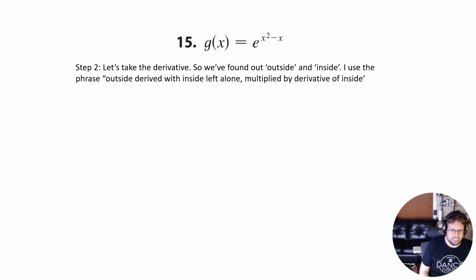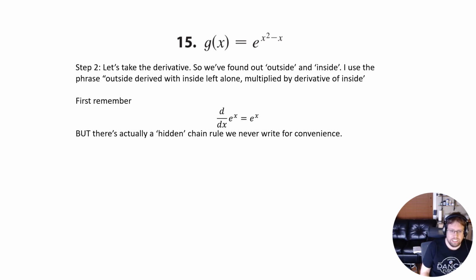So to start with, I like to always use the rule: the outside derived with the inside left alone, multiplied by the derivative of the inside. That's basically what the chain rule is. So first thing to remember is that the basic derivative rule for e to the x is it just gives you back e to the x.